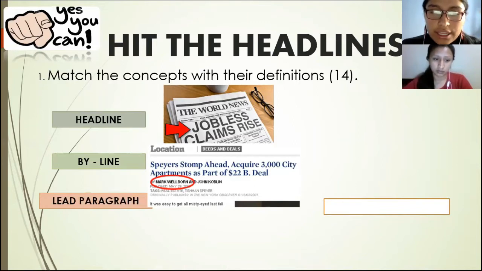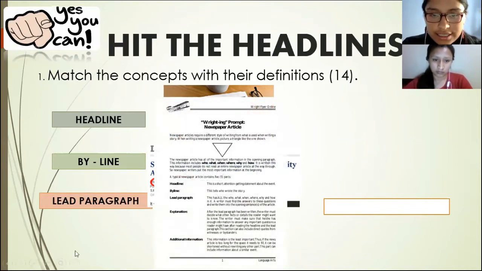And then we have lead paragraph. As you could see in this picture, first of all we have the headline, then the byline, and then the lead paragraph. What do you think lead paragraph means? Maybe the most important part of a paragraph. Yes, we can say it this way. Also, we can say that it is the introduction of our article, the paragraph in which we include the main ideas of our article.